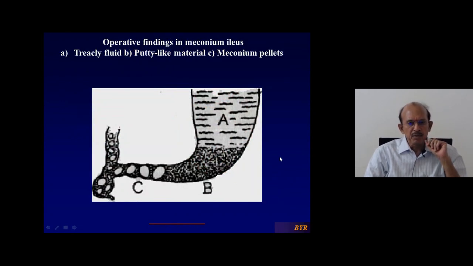When you open the abdominal cavity, you will see the bowels like this. There will be obstructed terminal ileum and cecum, and this contains a lot of stones, like these, made of meconium. So hard stones of meconium will be blocking the ileum, and proximal to that you will find a lot of mud-like material, and still proximal to that you will see greatly dilated ileal loops containing tracheally fluids.